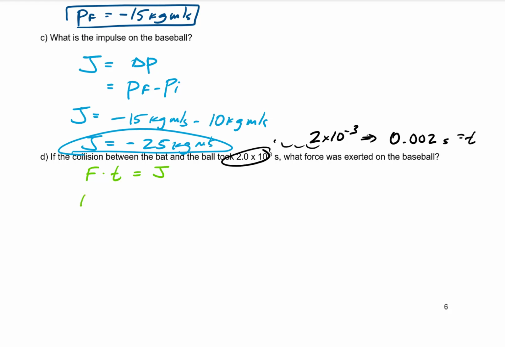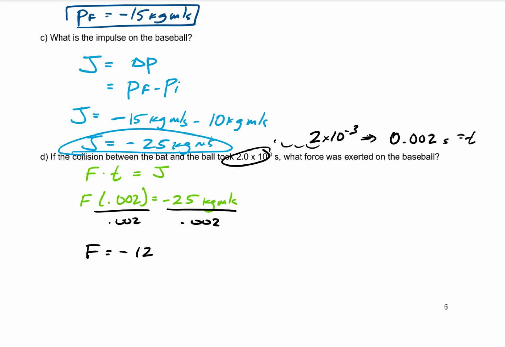So we're going to have force, which we don't know, times time, 0.002 seconds, is equal to impulse, negative 25 kilogram meters per second. So we'll divide both sides by 0.002. And that gives me a force of negative 12,500 newtons.